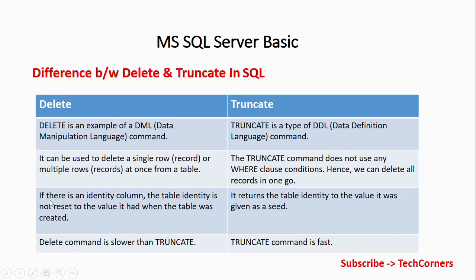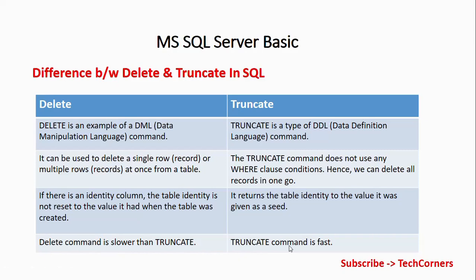On the other side, with delete, if there is an identity column, the table identity is not reset to the value it had when the table was created. Whereas truncate returns the table identity to the value it was given at the start. We will see an example in just a bit. So the last point is that delete command is slower than truncate, and truncate is faster than delete.